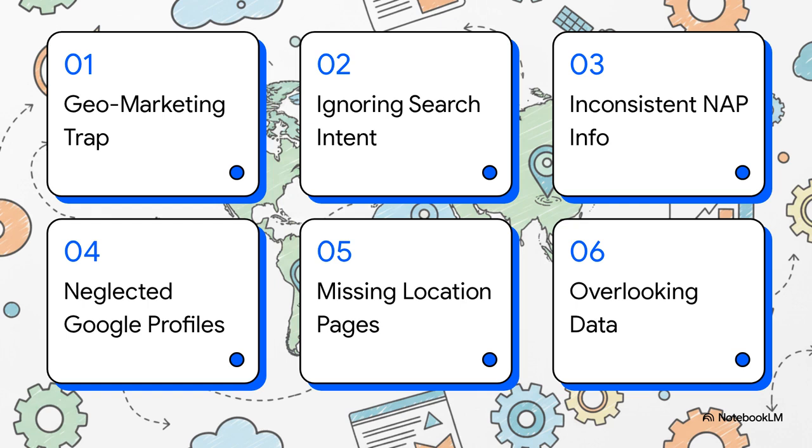Here's our roadmap for today. We're mapping out the 6 deadly geomarketing pitfalls destroying local SEO. The geomarketing trap, ignoring search intent, inconsistent NAP info, neglected Google profiles, missing location pages, and overlooking data.